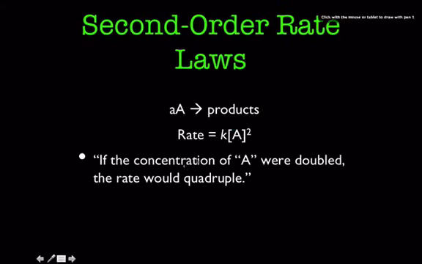All right, second order rate laws. Here's our general reaction again. That means if we write the rate law, it's rate equals the rate constant times the concentration squared. So if we double the concentration, we're going to quadruple the rate. And if we triple this, it's going to go 9 times faster.